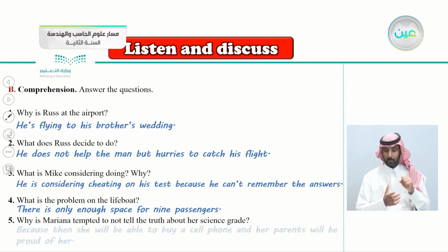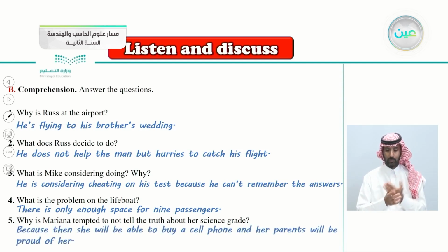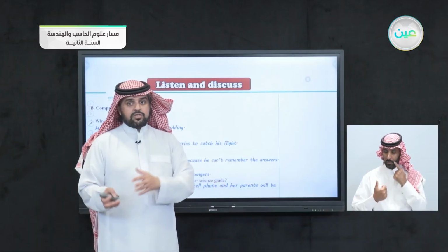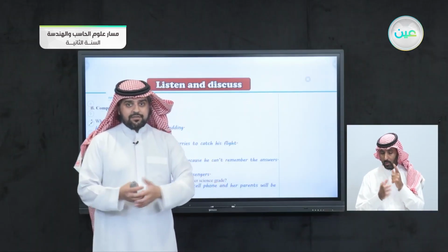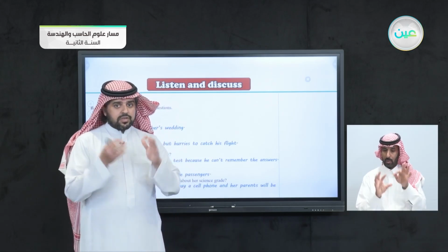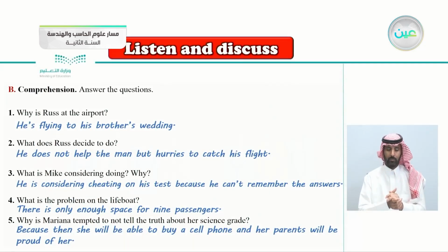Yes, let's check the correct answer here. Because then she will be able to buy a cell phone and her parents will be proud of her. Because she saw her parents were very happy with the grade, and also they're considering getting her a cell phone. That's why she chose to keep quiet and not tell them.